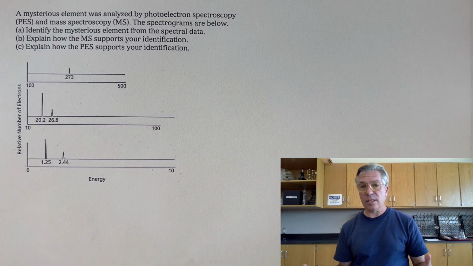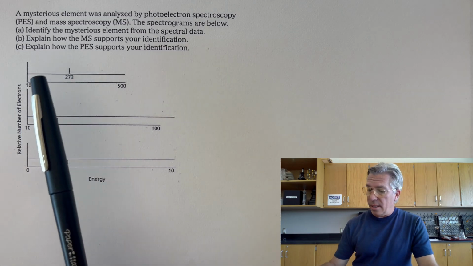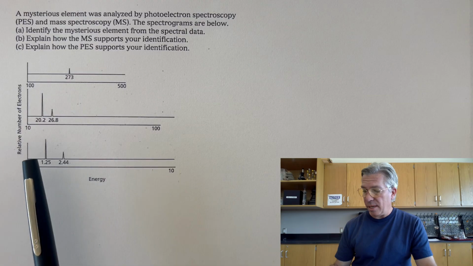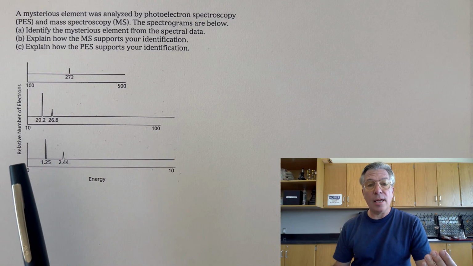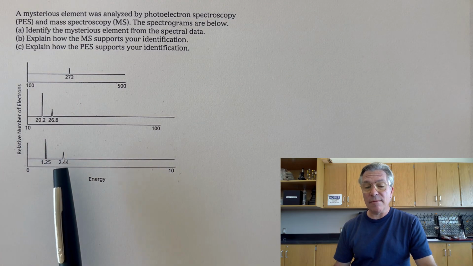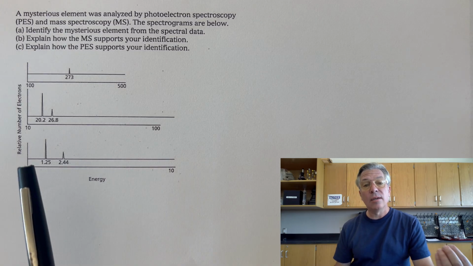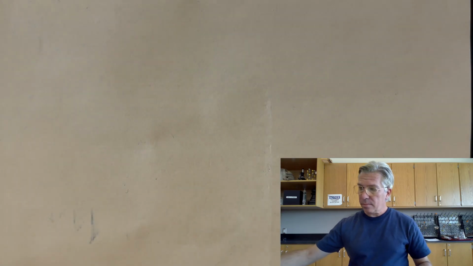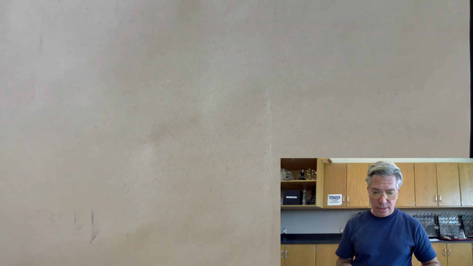And explaining how that supports it, you could say it has 5 subshells, 1s, 2s, 2p, 3s, and 3p, and that the 3p is 2.5 times as tall as the 3s, which indicates 5 electrons, and that would make it chlorine. So that's how I would do that.